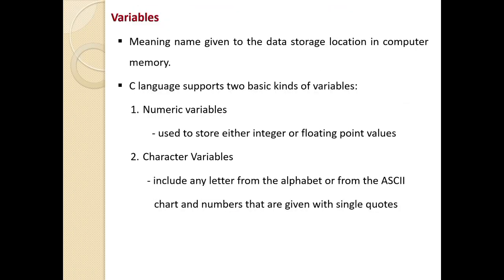Variables. What are variables? A variable is a name given to a data storage allocation in computer memory. For example, I need to store something in memory and I need to give a name for that storage. So variables are the ones which are given names for the storage location. There are 2 kinds of variables: numeric variables and character variables. Numeric variables are used to store either integer or floating point numbers. Character variables include any letter from the alphabet or from the ASCII chart, and numbers that are given within single quotes.